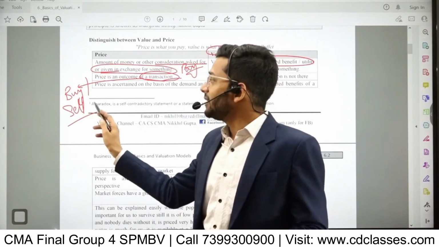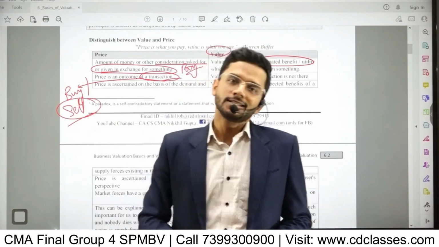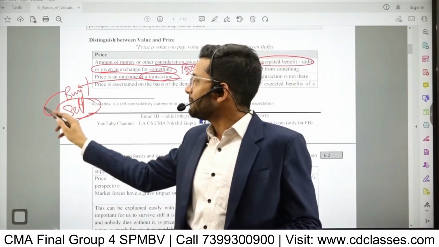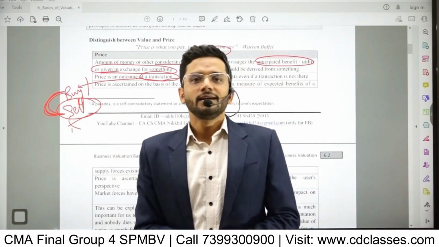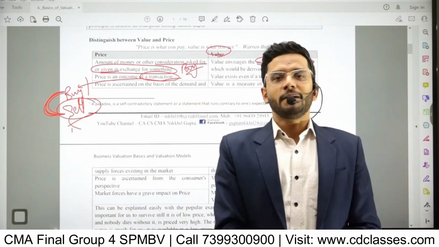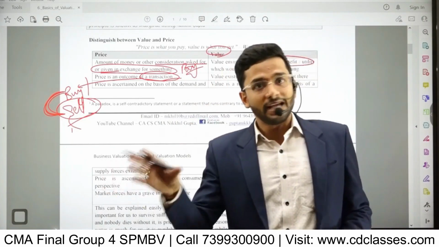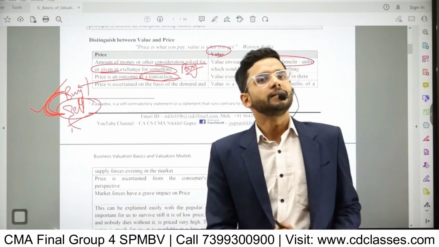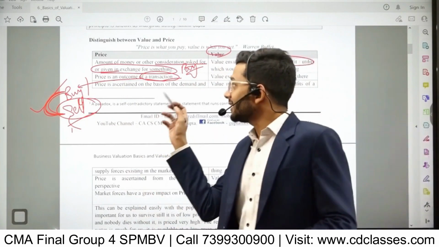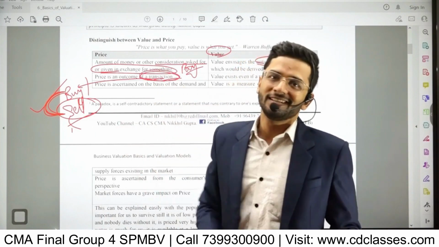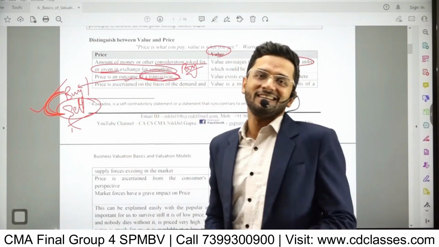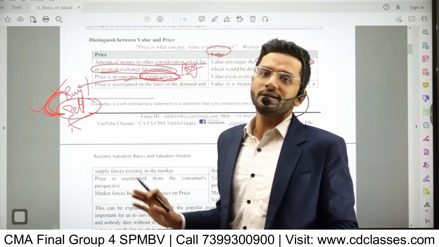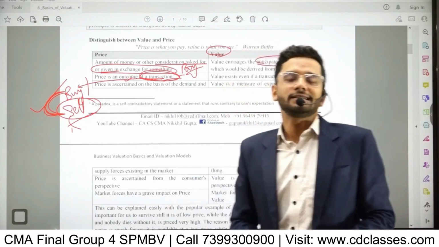Price cannot be fixed only by the seller of the goods or commodities. Price can only be ascertained when a transaction happens between the buyer and the seller. When the buyer and seller enter into a transaction of buy and sell, only then can the price of a particular good be ascertained. So price can be ascertained only when a transaction has happened. It is an outcome of a transaction. So if a transaction doesn't happen, the price cannot be ascertained.